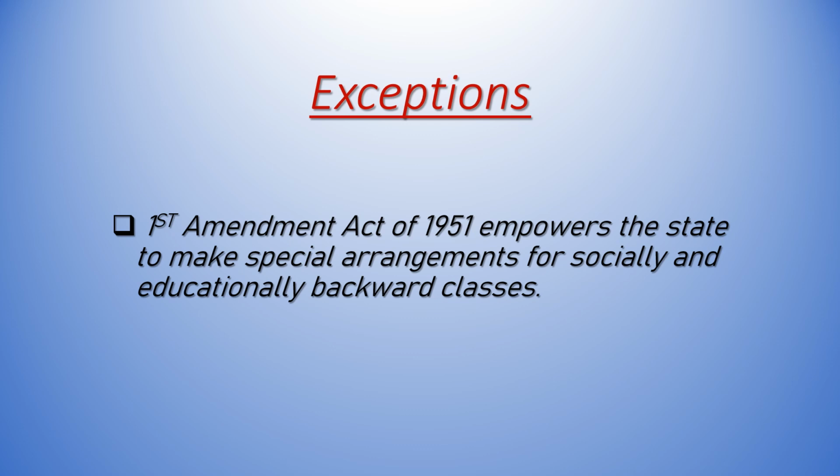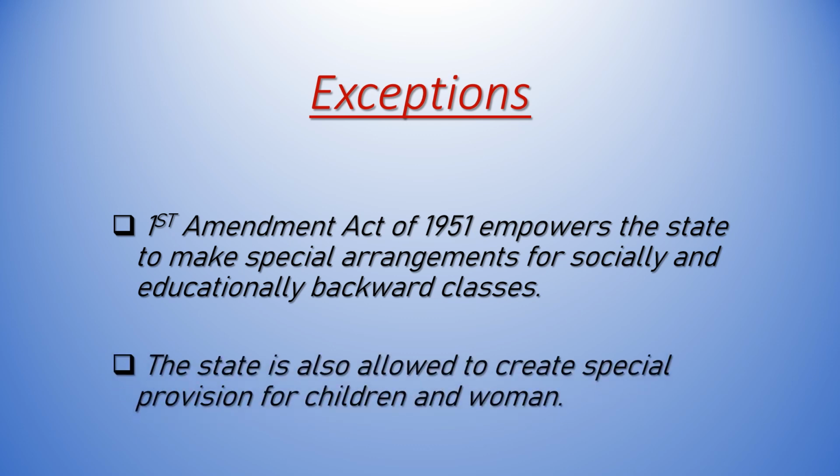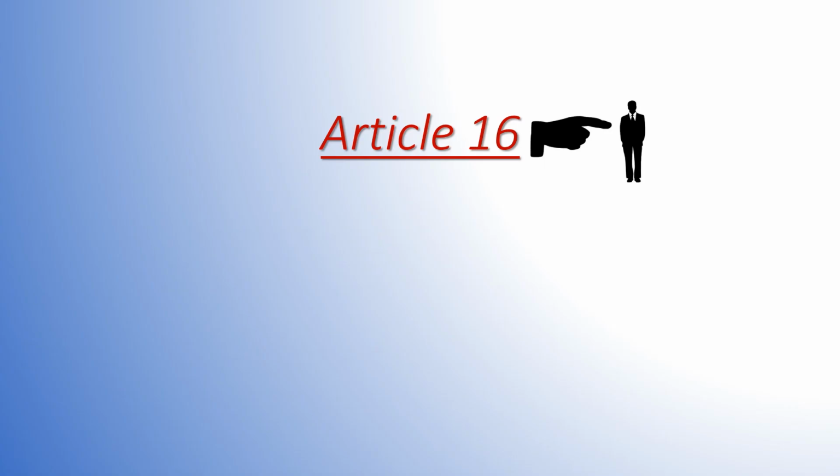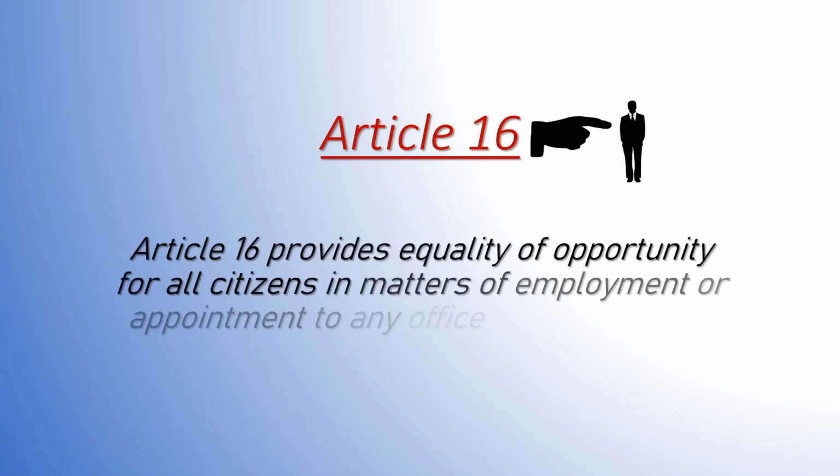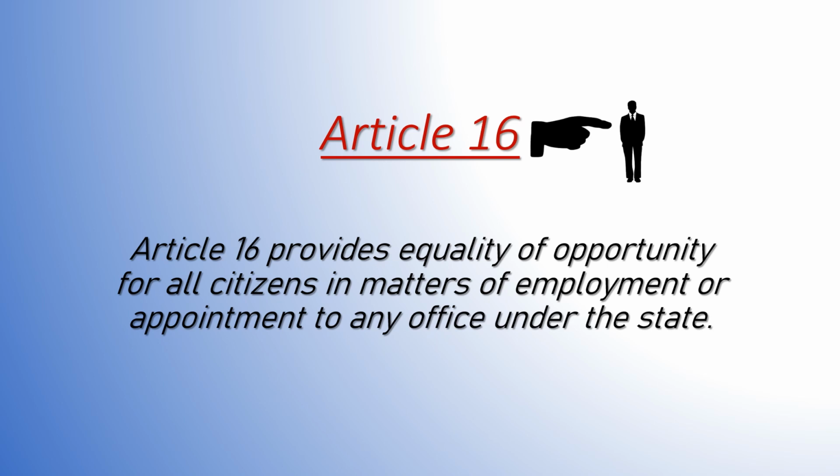Later on, the 93rd Amendment also empowered the state to make reservation of seats for the SC, ST and the OBCs in private educational institutions, and the state can also create special provisions for women and also the children. So now Article 16. Article 16 provides equality of opportunity for all citizens in matters of employment, mind it my friends.